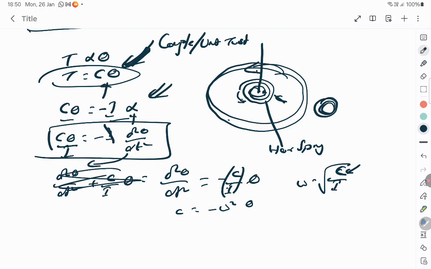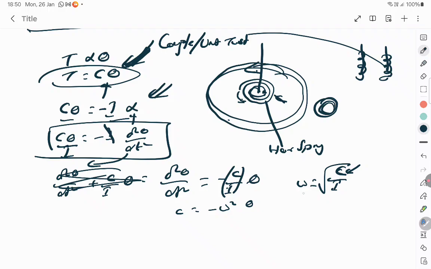Okay, it's a constant. Say for example, if a wire is getting twisted, if it's aluminum, it will get twisted easily. If it's iron, it's very hard to twist it. So that constant is what is called couple per unit twist. This derivation is a very, very unimportant equation.